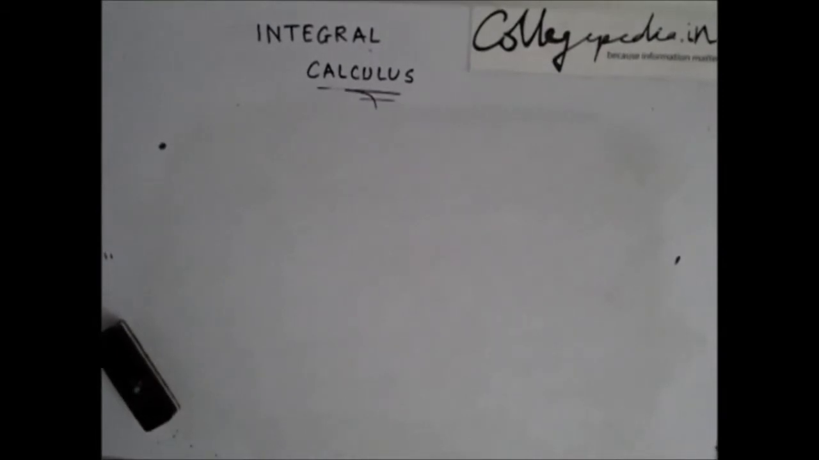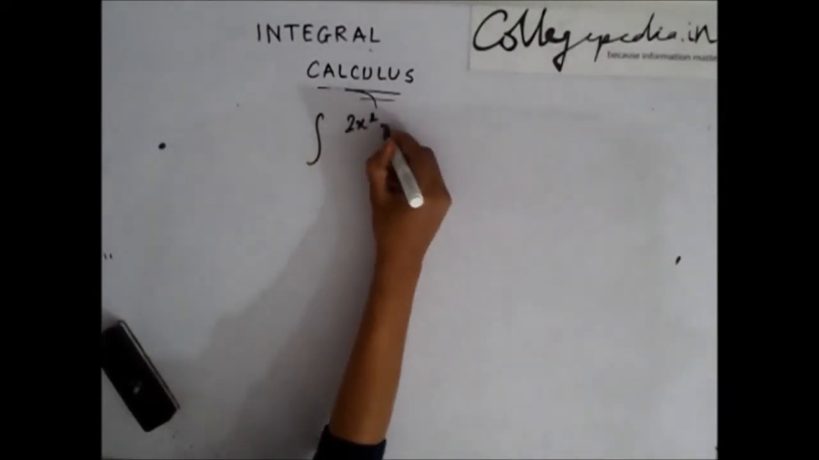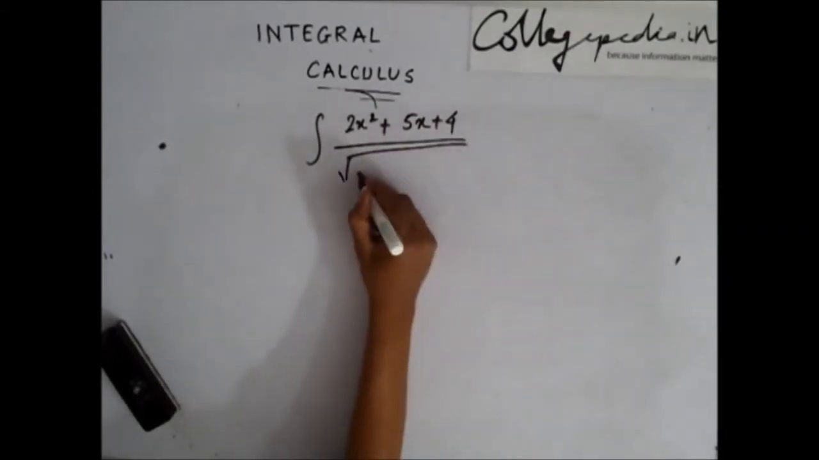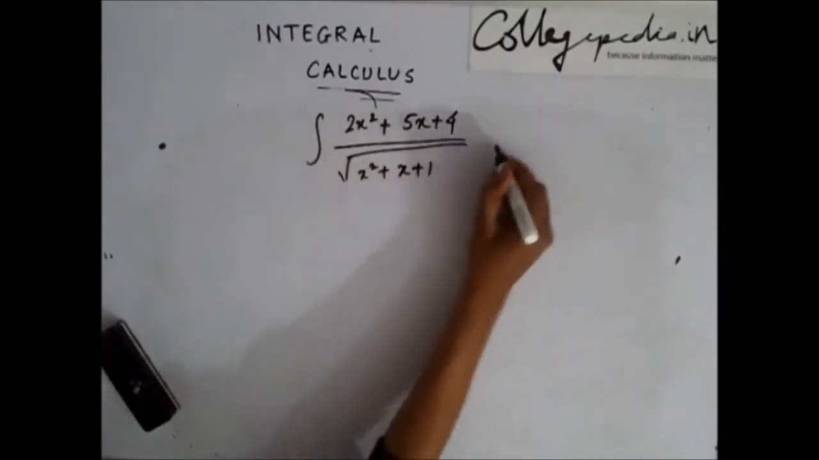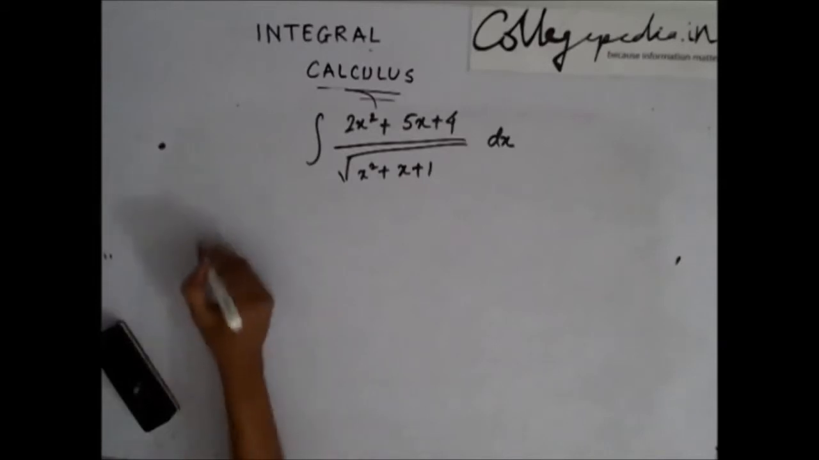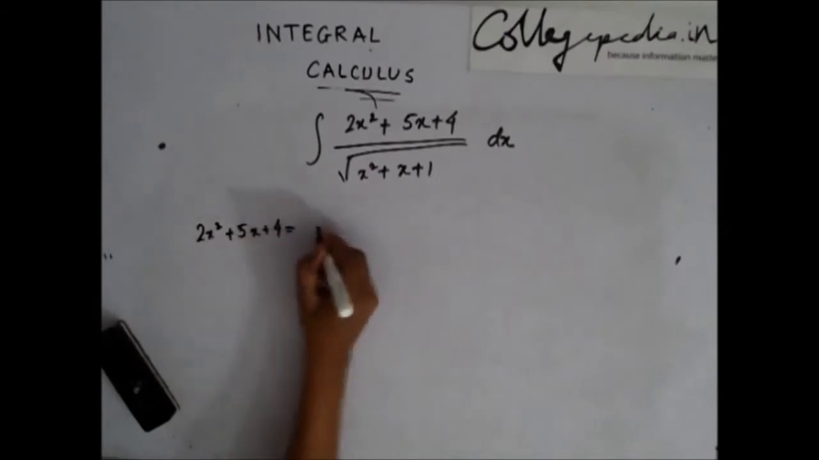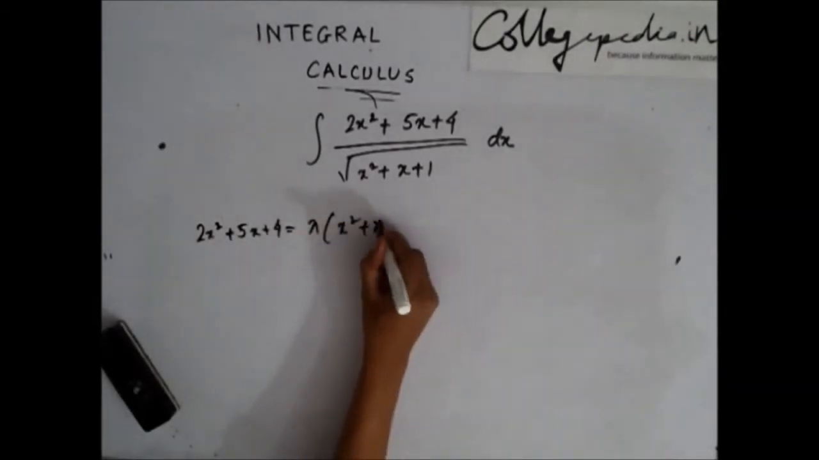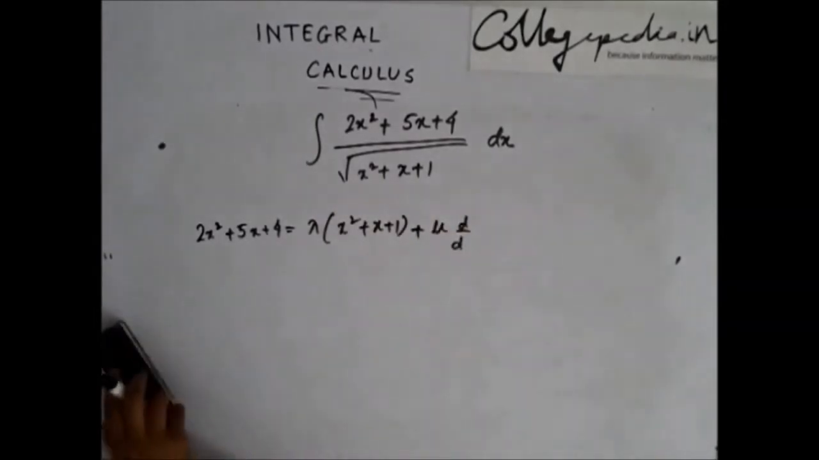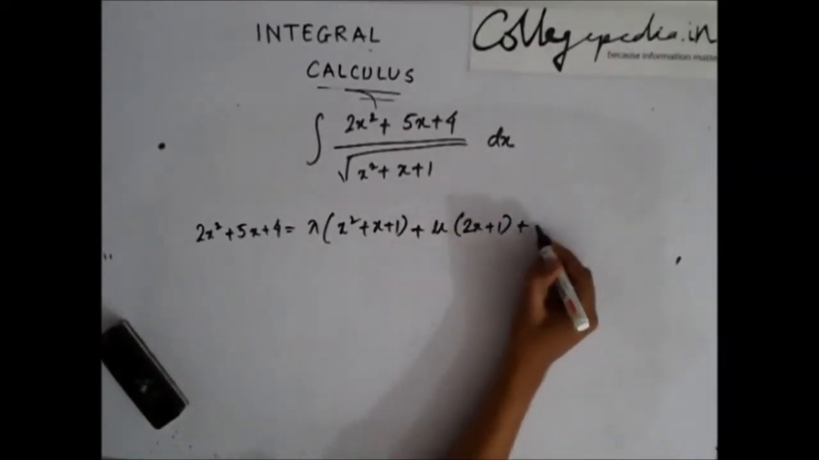Let's say you are asked to integrate 2x square plus 5x plus 4 divided by root under x square plus x plus 1 dx. Now in this case, as I told, try to write the numerator in terms of lambda times the polynomial in the denominator plus mu times the derivative of this. Derivative of x square plus x plus 1 is 2x plus 1, plus a constant gamma.